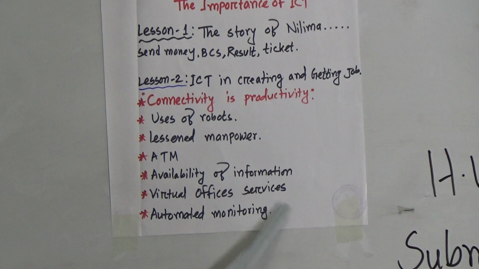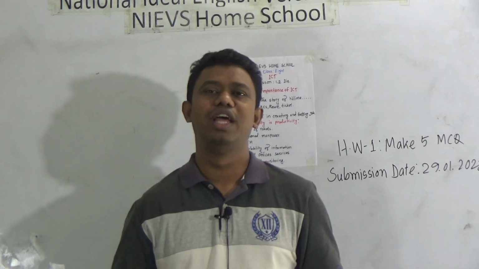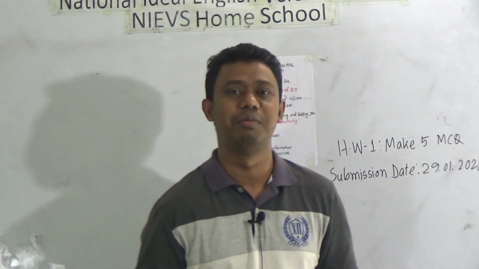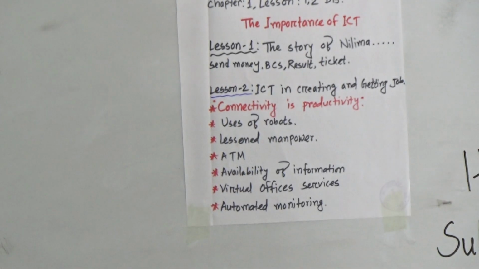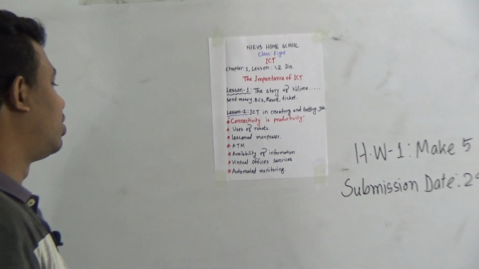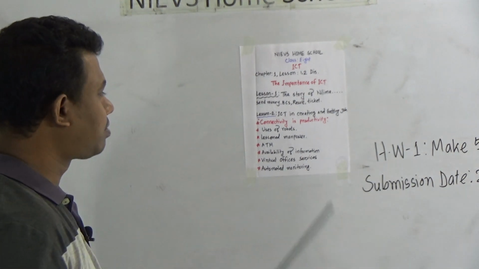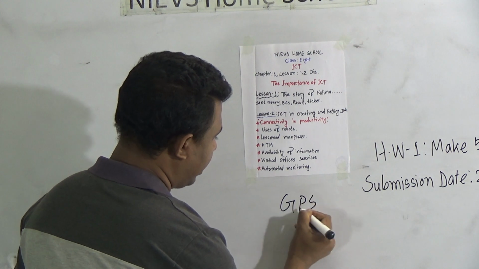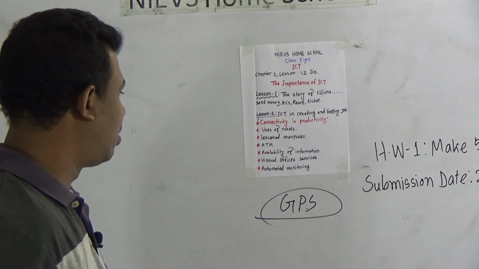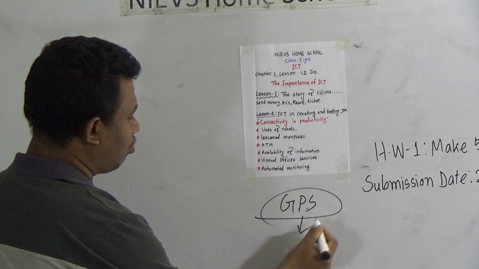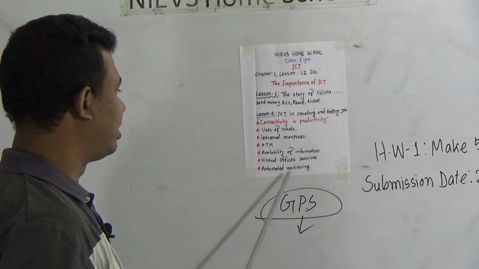Then virtual office services. Dear students, nowadays in many developed countries, and even in our country, we can see virtual offices. Actually, for you, dear students, nowadays, although it's a corona pandemic, you are also enjoying the class by staying at home. This is also called virtual classes. Then automated monitoring. Automated monitoring means I can monitor anything by staying here. Imagine that I have a GPS service in my car. So by staying here, with the help of the internet and any device, I can track where my car is. So this is called automated monitoring.